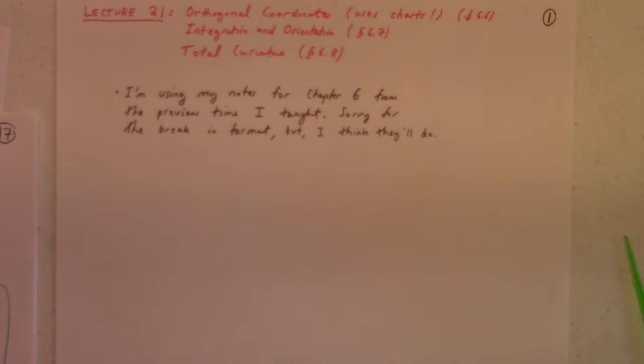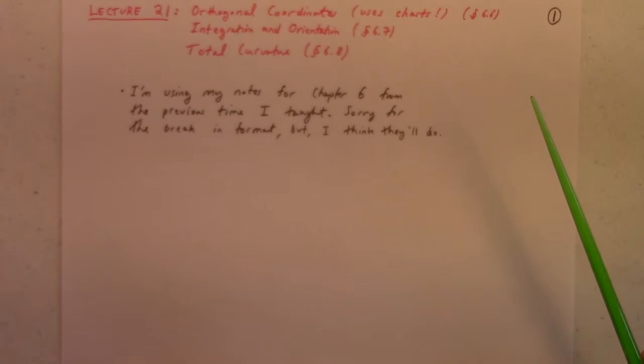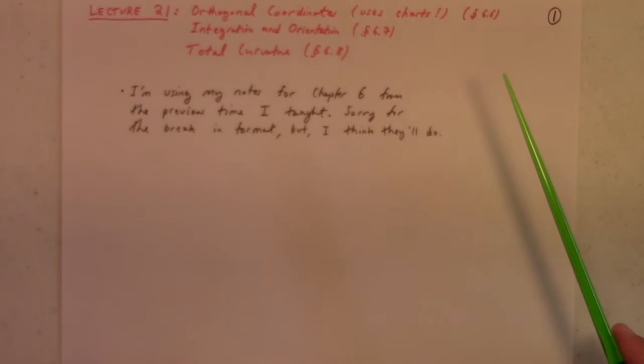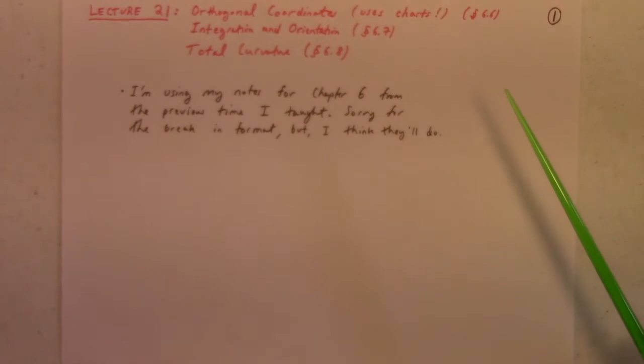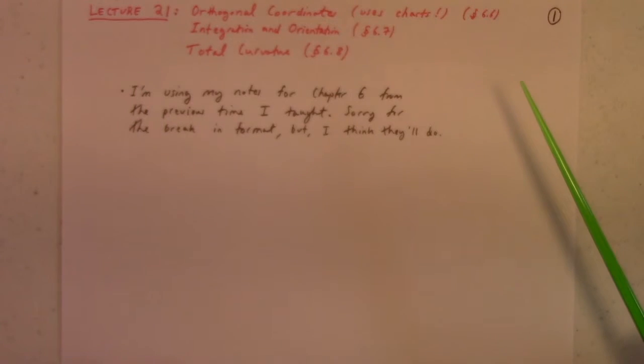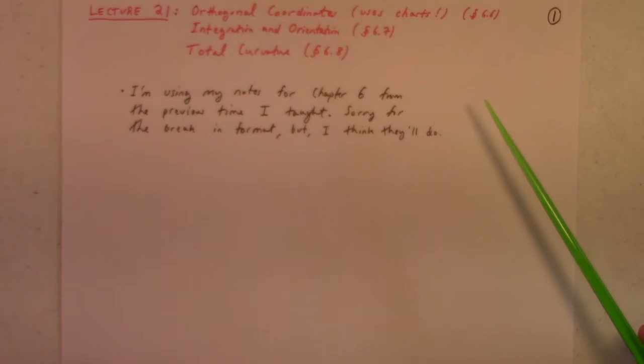Alright, so let's begin lecture 21, which is on orthogonal coordinates, integration and orientation, and total curvature. This is a seemingly disconnected bunch of stuff, but you'll see it connects in the end. Of course, these two things, integration, orientation, and total curvature, are certainly needed to understand the Gauss-Bonnet theorem, which is one of the more interesting results we'll see in this course. So this is a necessary discussion.